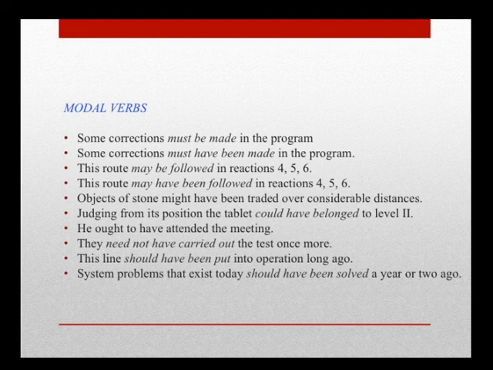And the last sentence. System problems that exist today should have been solved a year or two ago. Your translation? Системные проблемы, которые существуют на сегодняшний день, должны были быть решены уже год или два назад. Yes. So I hope your translations matched mine. Maybe it differed a little bit, or I hope they were better than mine. And I hope you remember the difference between these tenses.